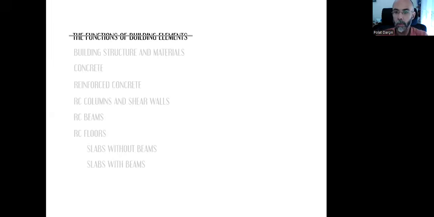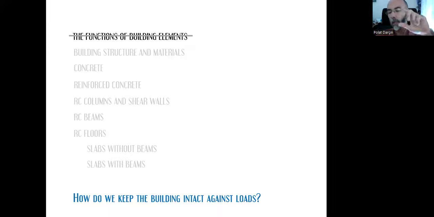But we need to remember that we are placing window panels, roofing materials, solar panels, and everything. And because of the gravity, they have weights. And all these things cause certain loads on the building, and we don't want them to fall down. We don't want the building to collapse down, break into pieces. How do we keep the building intact in the form that we want against all these loads?